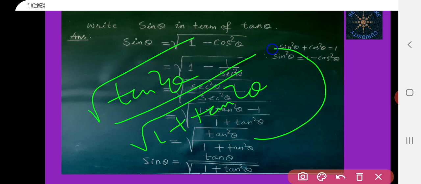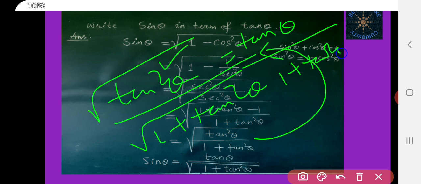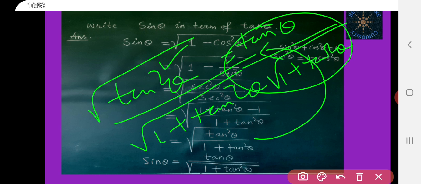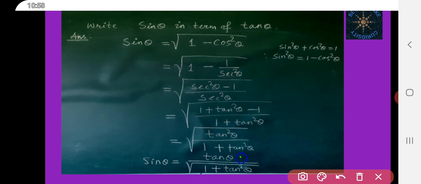This can be written like this. Okay, then you know this under root is tan theta by the square root of 1 plus tan square theta. So this is your answer. So here tan theta by the square root of 1 plus tan square theta. So you can write sin theta in terms of tan theta.